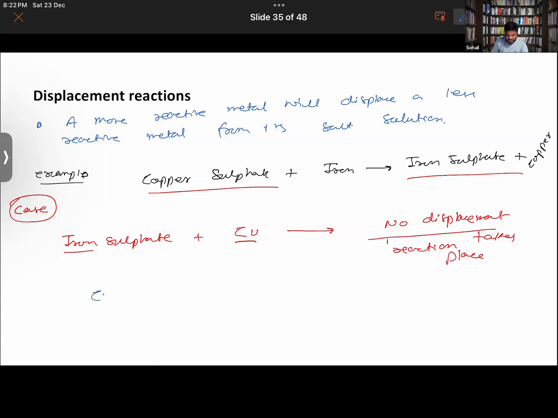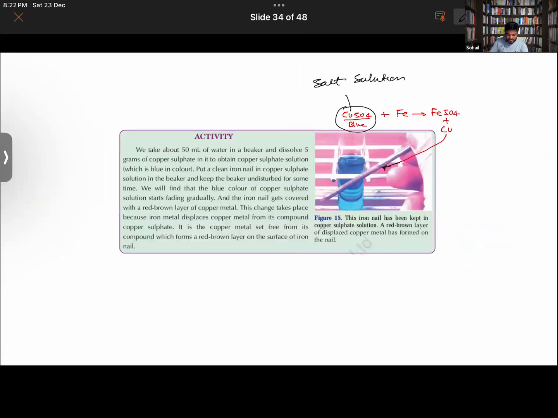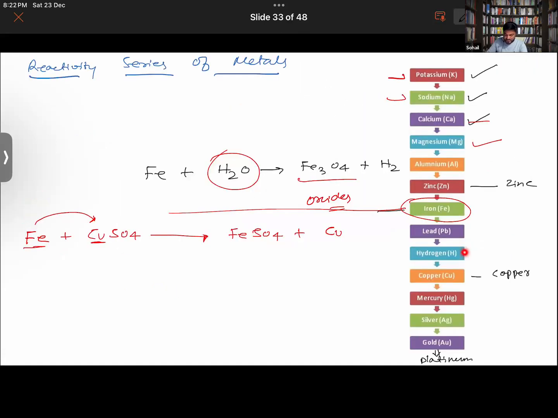So if I were to take copper sulfate again, and now I take zinc. Both of you look at the reactivity series here. Look at where is copper, where is zinc. Say it. Copper will not displace zinc. So copper will not be displacing zinc.